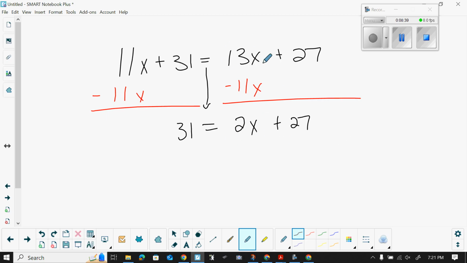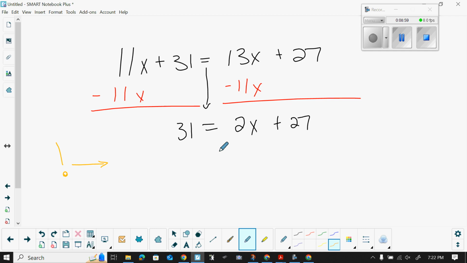If I would have started by subtracting 13x, you could still get the right answer. But if you subtracted the 13x first, you would have ended up with a negative 2x over here. But this is a great way to go. And it doesn't matter ultimately. Here's what you don't want to do. This is where the mistake happened. I'll put an exclamation point right here.